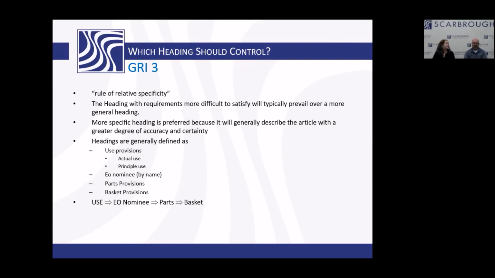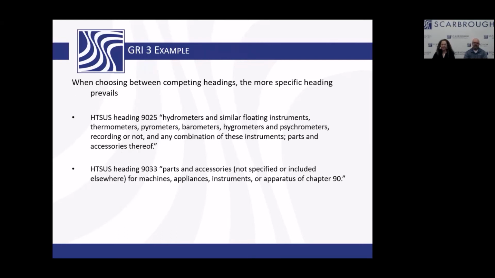And again, you're saying, why is eo nomine not the same? Because we used that in the toothbrush example. Toothbrush was not the right place to put the electromechanical appliance. So anyways, let's look at those. And here's some examples of some headings. 9025, which is a more specific heading than say 9033, which is parts and accessories thereof. Okay, that would be more of a basket category.